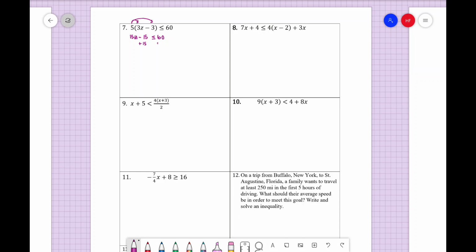Add 15 to both sides to move that constant. 15z less than or equal to 60 plus 15, 75. Divide that coefficient out. It's just a z. We did not divide by a negative, so less than or equal to 75 divided by 15, 5. So z is less than or equal to 5.